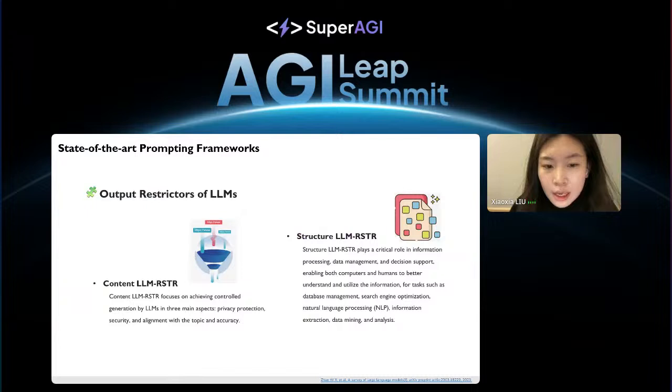So the last one, as for the output restrictors of LLMs, content LLMRSTR focuses on achieving controllable generation by LLMs in streaming aspect, privacy protection, security, and alignment with the topic and accuracy. And structured LLMRSTR plays a crucial role in information processing, data managing, and decision support, so enabling both computers and humans to better understand and utilize the information.